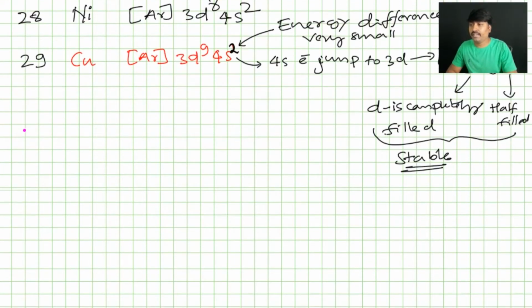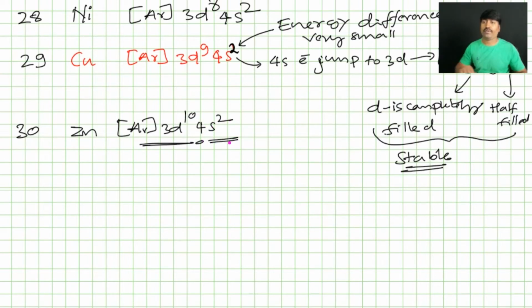Now next one, that is the 30th element, that is zinc. We have here argon, then 3d10, then 4s2. So this is how we're going to write the electronic configuration of various elements. Okay. So we explained why chromium and copper have different electronic configurations. Okay. Not only this, we'll see some more general electronic configurations of all the D series.